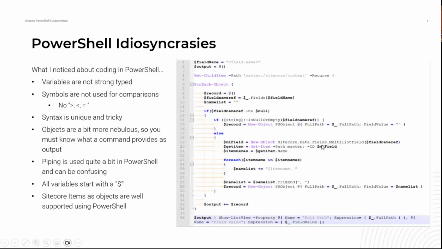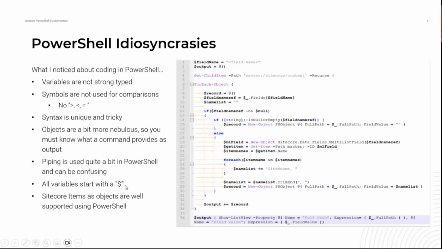Piping is used quite a bit in PowerShell so that the results of one command can be passed into the next. For instance, using this GetChildren command, I'm grabbing all the descendants of a certain parent, with the -Recurse parameter to make sure I get all the descendants, not just the immediate children. And I'm piping that into a ForEach-Object loop so that each child of those descendants can be evaluated individually through the loop. And I do that quite a bit when I write scripts against Sitecore items using PowerShell.